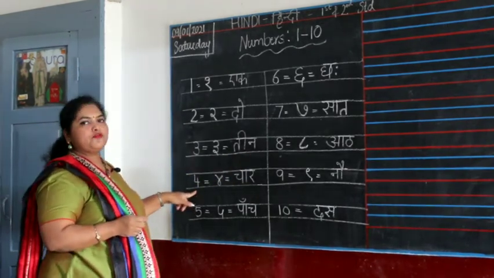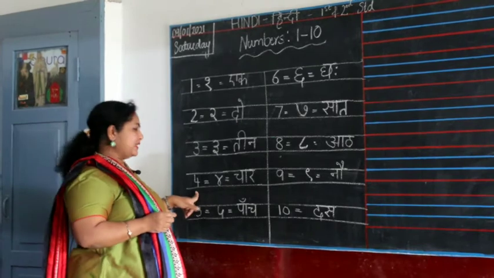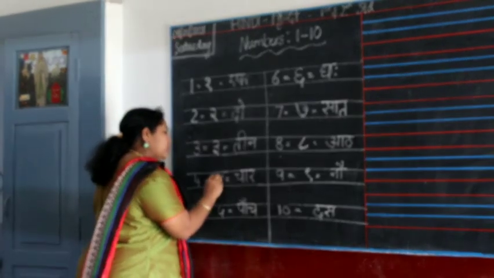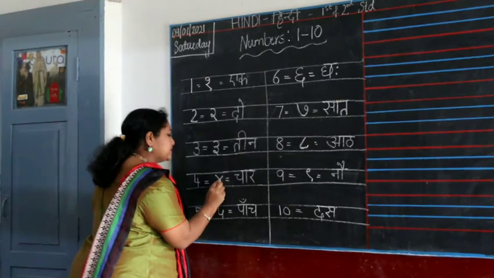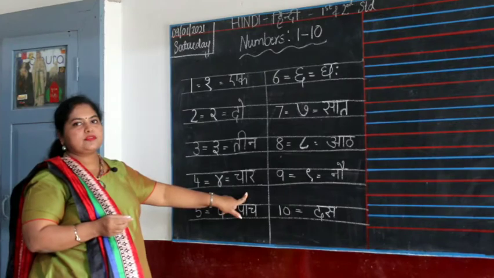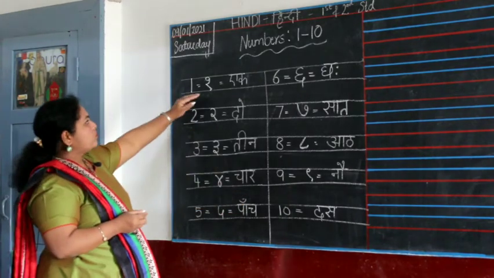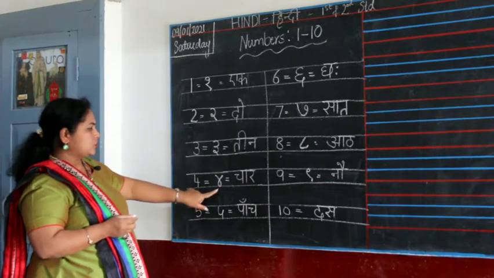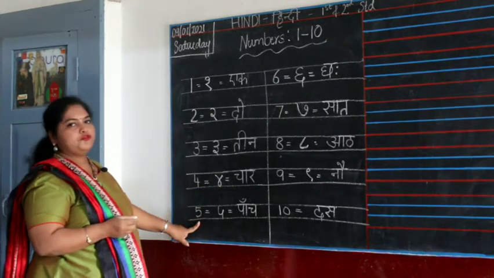This is 4. So you know to write 4, right? So 4 in Hindi is like this, children. Like how we write small r, like this and like that. That's 4, and we call it char in Hindi. What's this? Char. So ek, do, teen, char, and we go to 5.